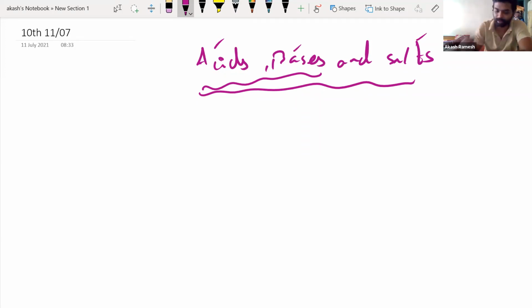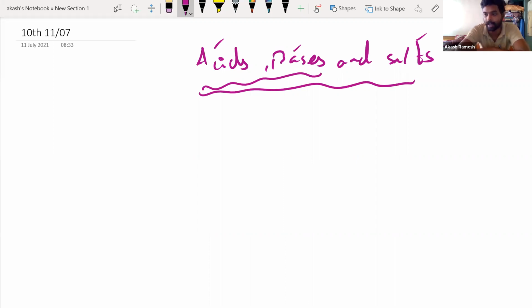Okay, fine. We have been hearing these terms acids, bases, salts from our lower classes, at least from the 6th class. But we will be looking into what exactly the proper definitions are. How do you define an acid? How do you define a base? What are the different types of salts? And after the definitions, we'll see how acids and bases are classified.